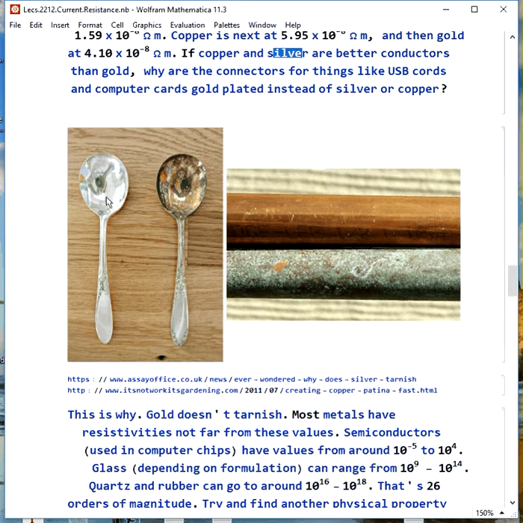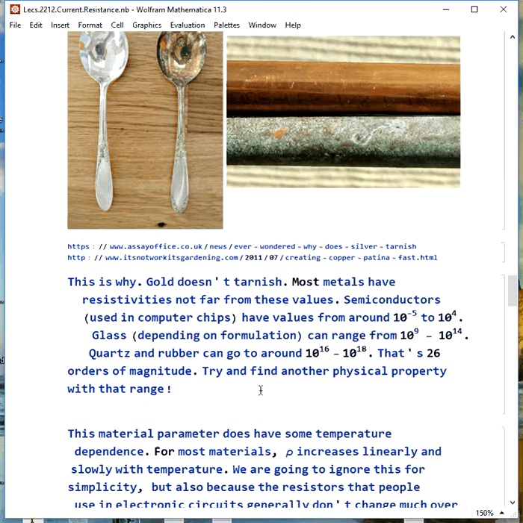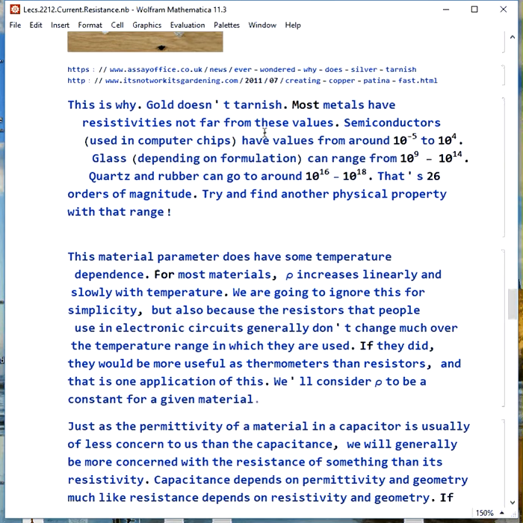Well, if you look here, you can see this is what happens to silver over time. It tarnishes, and copper becomes tarnished as well. It looks green. This is why the Statue of Liberty is made out of copper, but it looks green. Gold doesn't tarnish. Now, most metals in general have resistivities that aren't far off of these values.